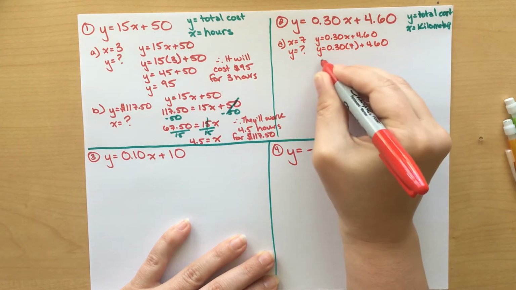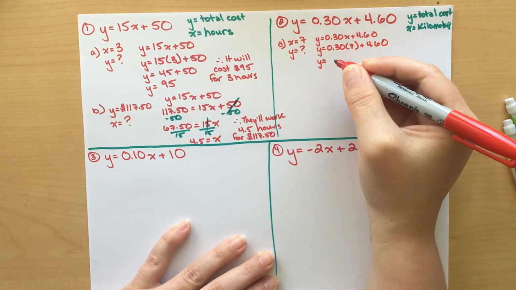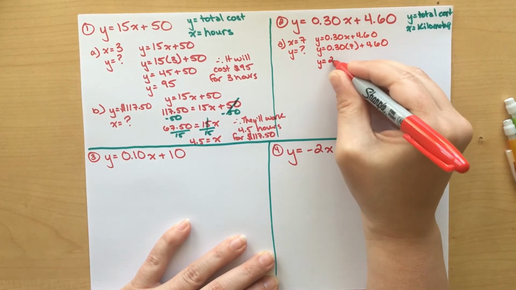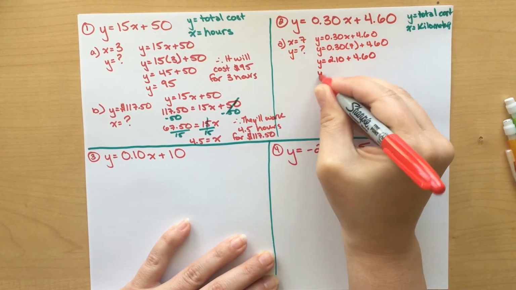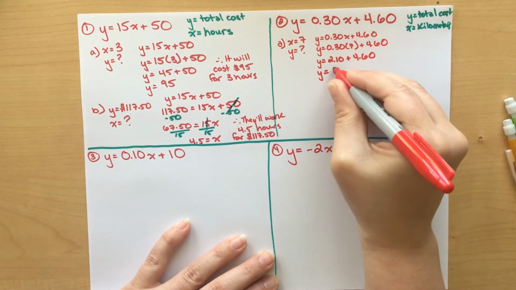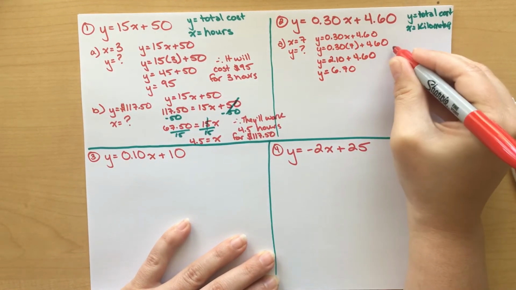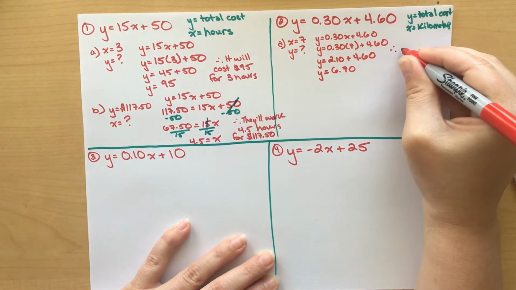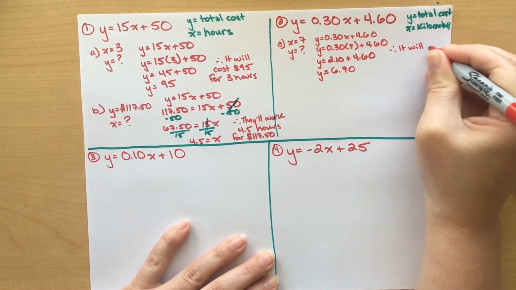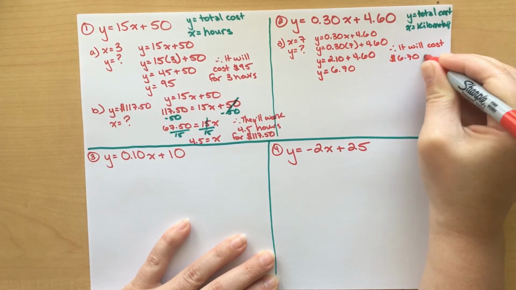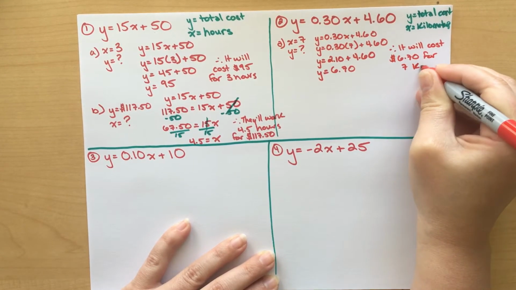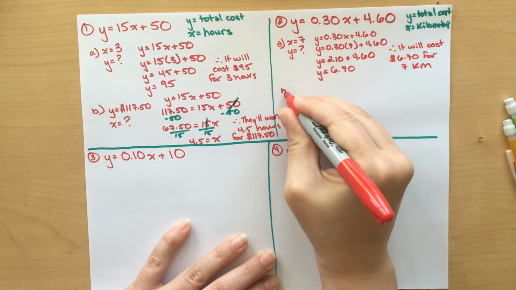And there's our constant. Okay, so 30 cents times 7 will be $2.10 plus the $4.60. Y is going to equal $6.70. So therefore, it will cost $6.70 for 7 kilometers.